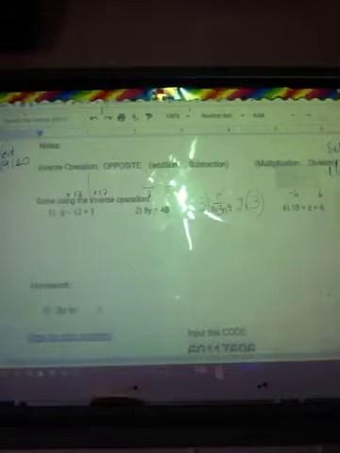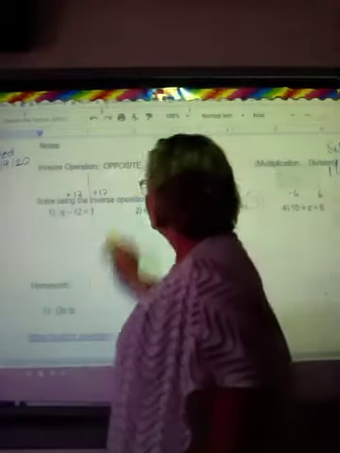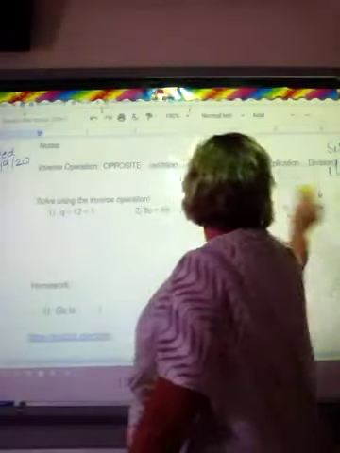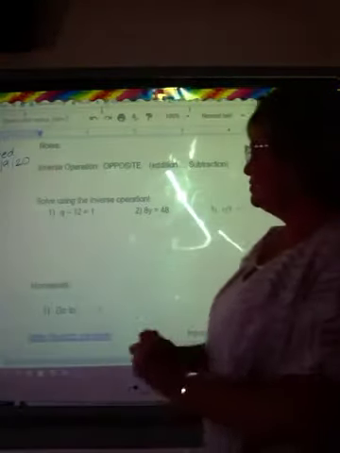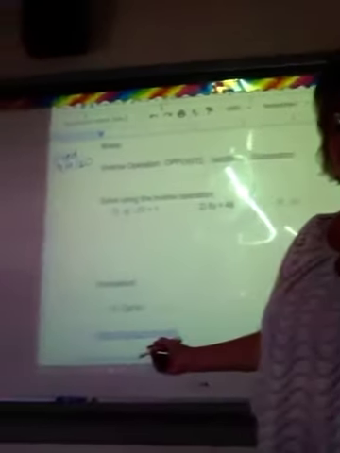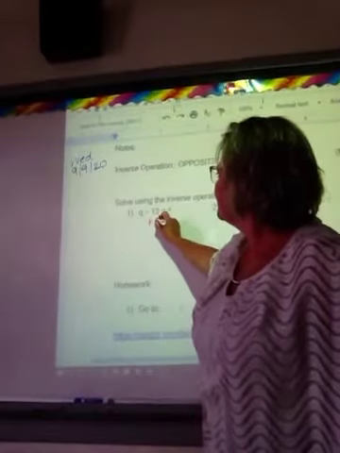Basically the same problems. They are the same problems. So let's just do them quick. We would add, see that? Add 12 to both sides.